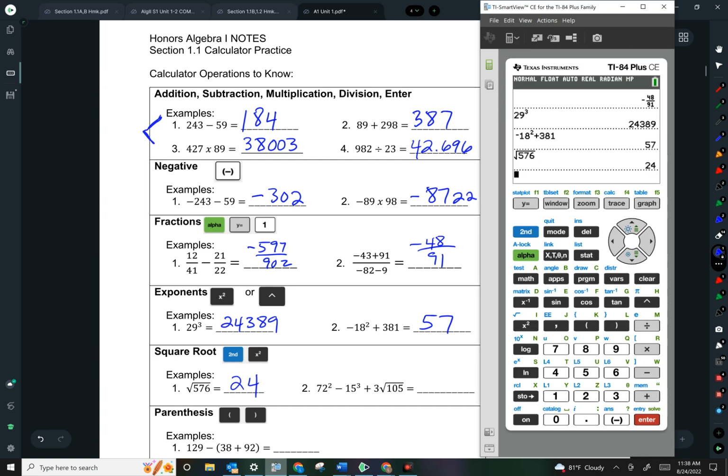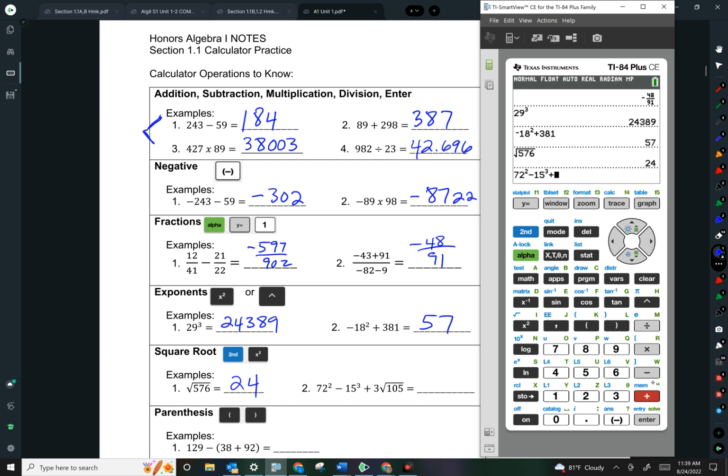Notice on the next example, I've got a square root over there at the end. So I'm going to type it in exactly the way I see it. So 72 squared minus 15 to the third. So use a little caret and the 3. And notice that right now my cursor is still up in the exponent, so make sure you press the right arrow to move it down so you can type your plus sign.